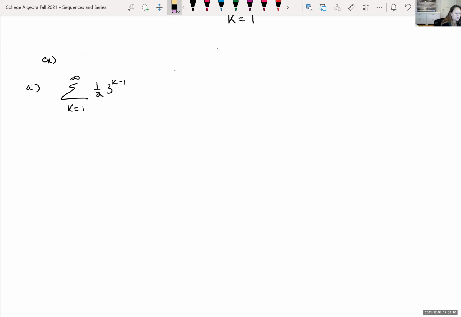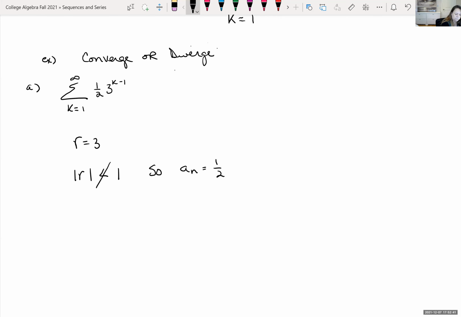So basically, we want to know, does it converge or diverge? Well, we need to figure out what r is. And r in our case, I can see is 3. This is not less than 1. So this diverges.